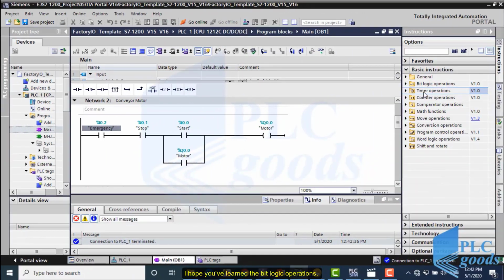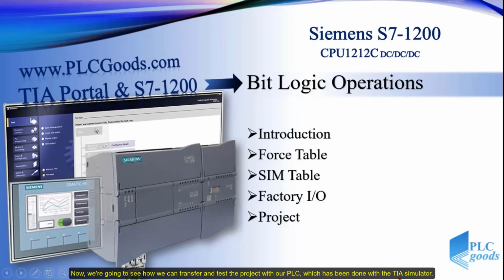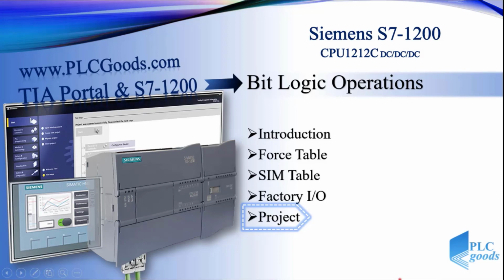I hope you have learned the bit logic operations. Now you can simulate some industrial processes with the bit logic operations and the PLCSIM. Also, you have learned how to use Factory IO. Now, we are going to see how we can transfer and test the project with our PLC, which has been done with the TIA simulator.